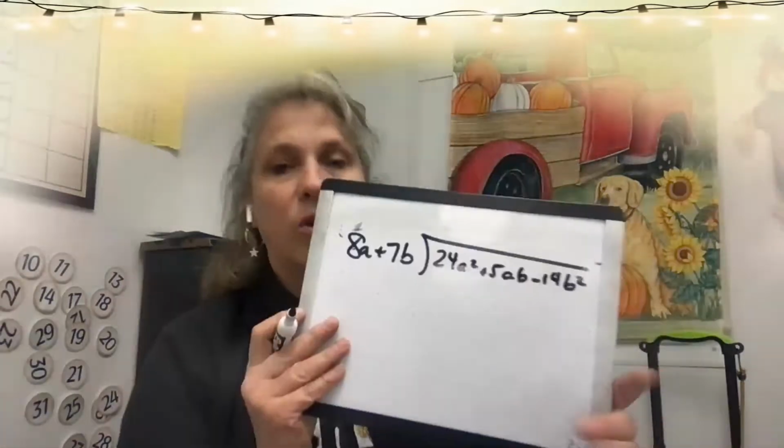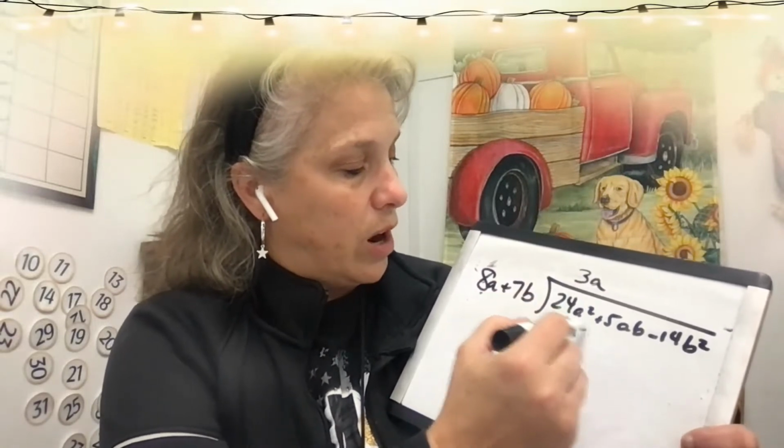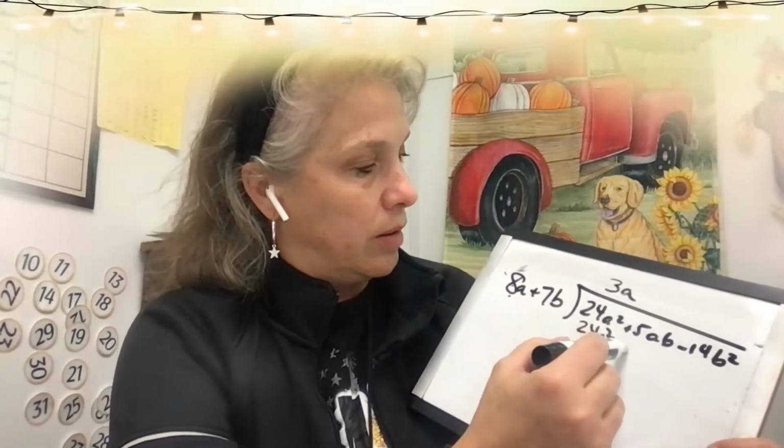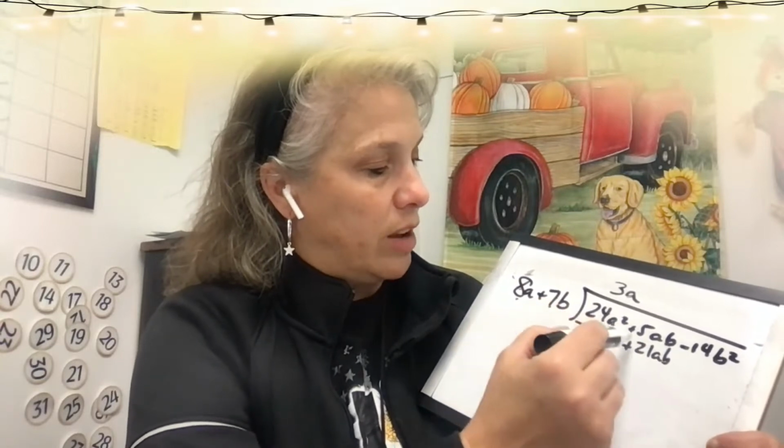8a plus 7b, 24a squared plus 5ab minus 14b squared, okay? So now we're going to do this again. 8 times what is 24a? 3a. That'd be 24a squared plus 7 times 3 is 21ab. Change the signs. 0, and then negative 16ab. Bring down the next term.